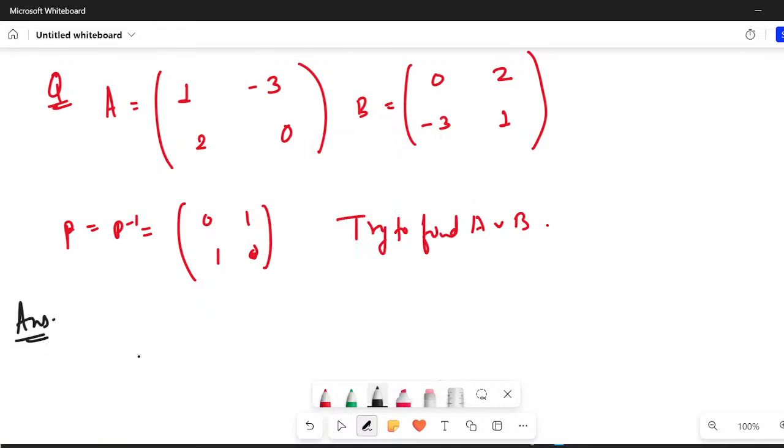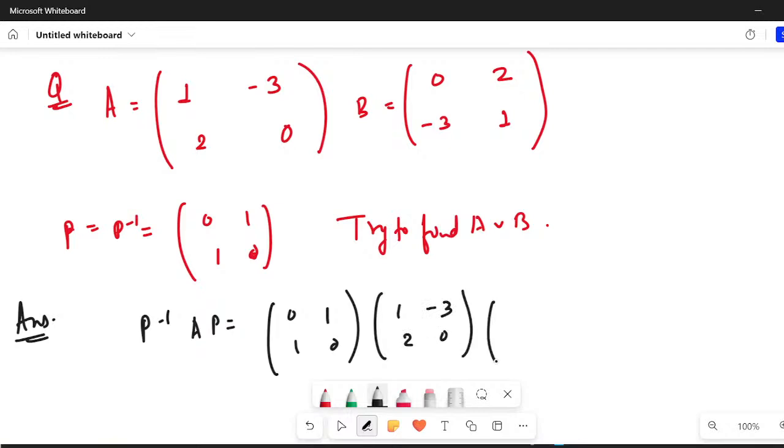So what I have to do is find P inverse AP. So what is P inverse? This is [0, 1; 1, 0]. Okay, how to find it? I'll write it later on. But here you have this [1, -3; 2, 0], and then again this [0, 1; 1, 0].